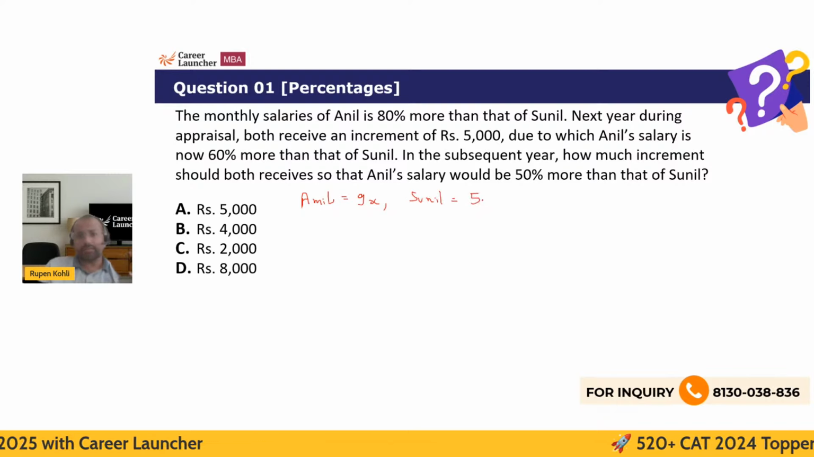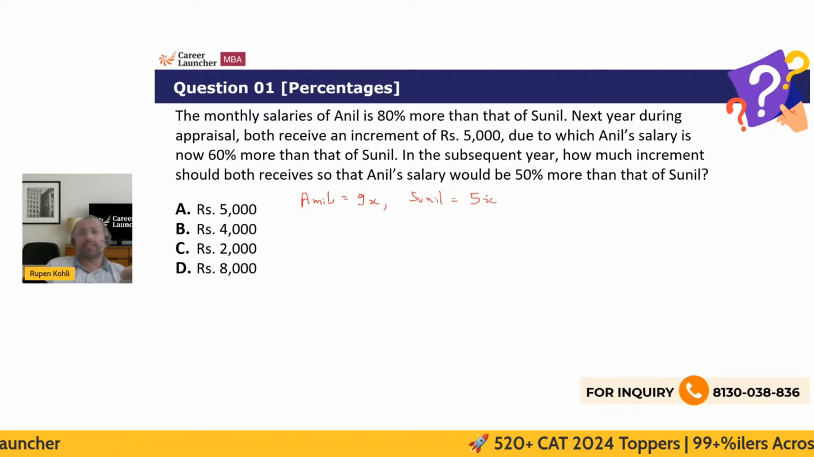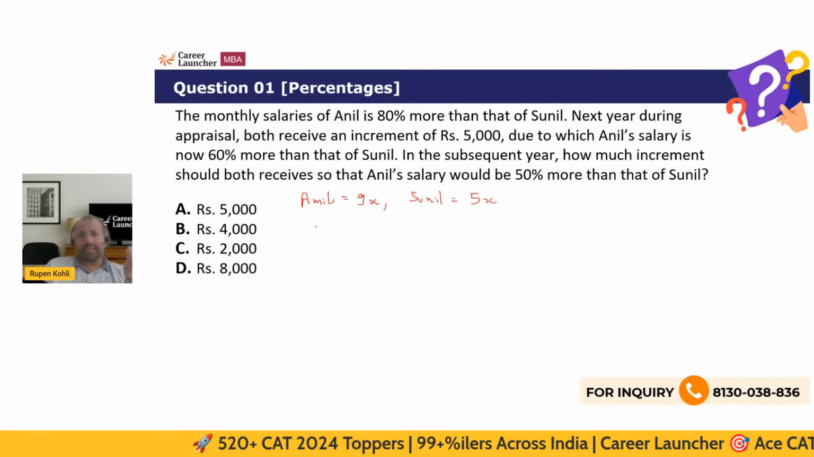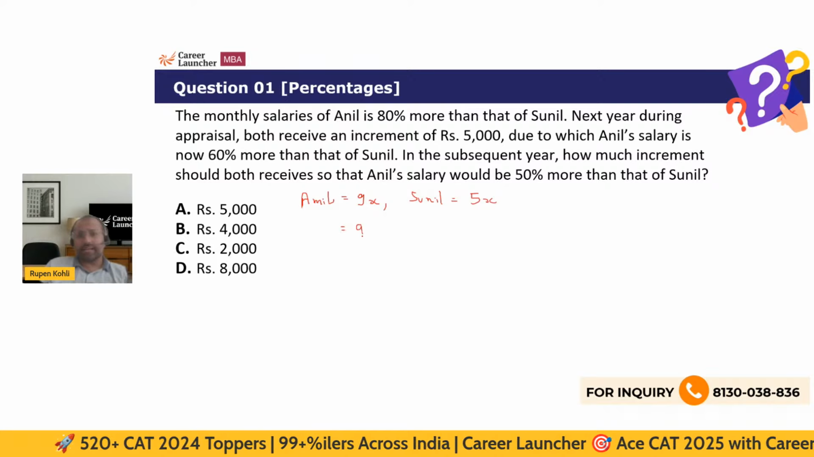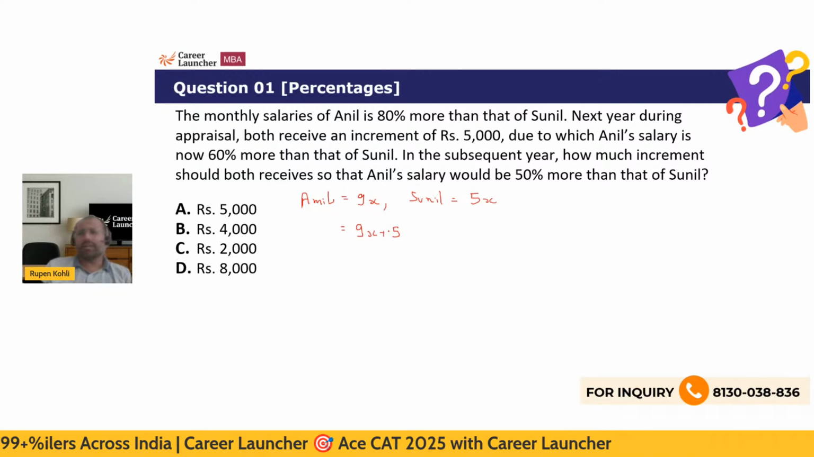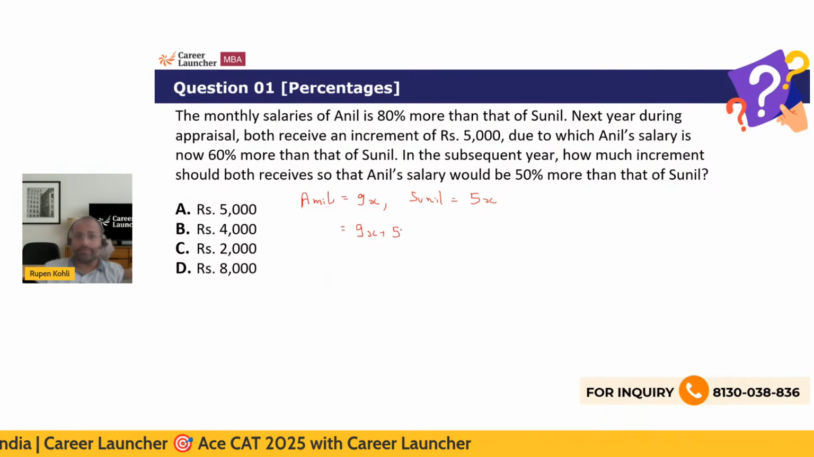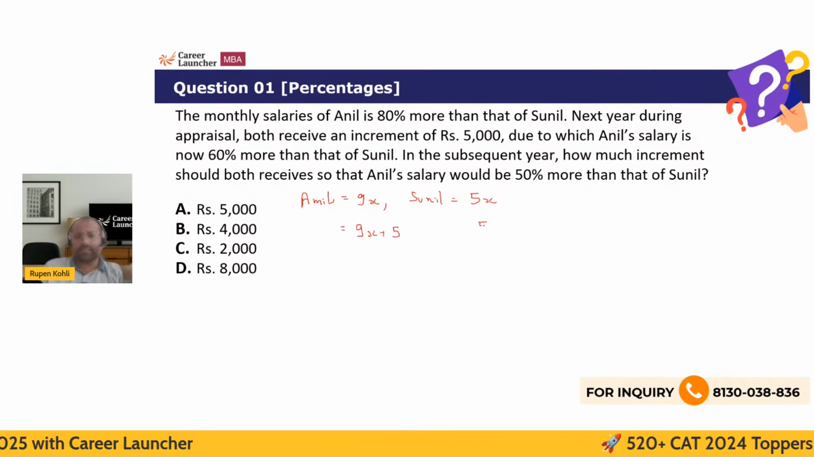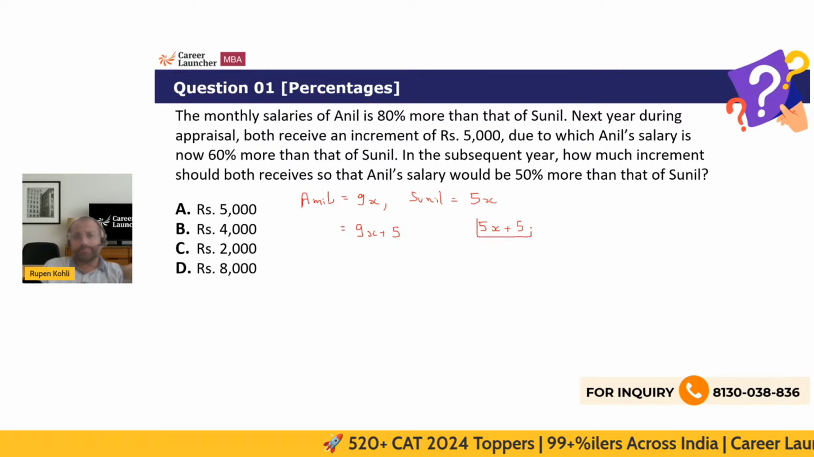That is 80% more. Next year, they both receive 5,000. So what is Anil's new salary? Now it's 9x plus 5,000. No need to write all the zeros. Let 1 represent 1,000 rupees. So this is 9x plus 5, and this is 5x plus 5. These are the new salaries for both of them.